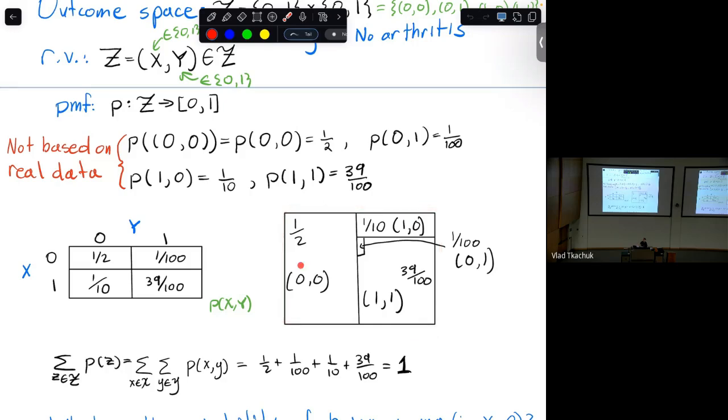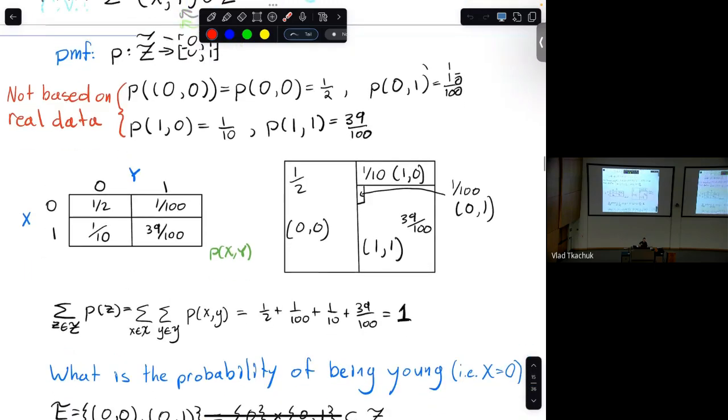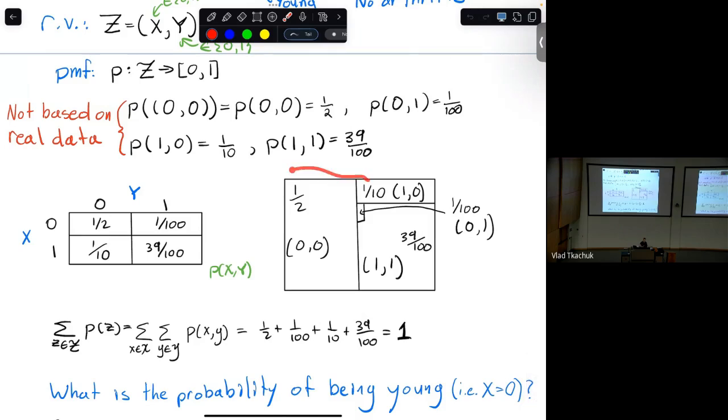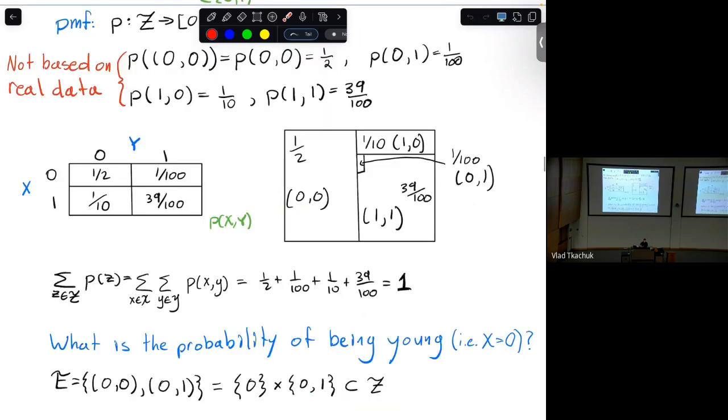This outcome 0, 0 has probability 1/2 assigned. The outcome 1, 0, which is you're old and don't have arthritis, has probability 1/10, which visually should take up 1/10 of this square. The other 2 also fill in the square, and we'll see. This picture is going to be quite important for getting some intuition for how we talk about different things.